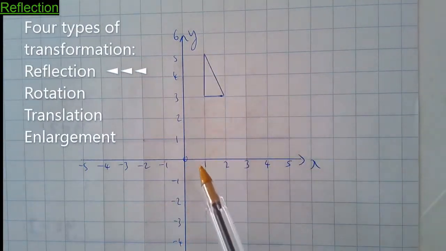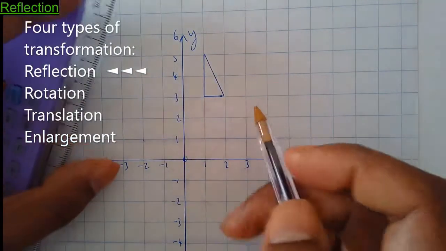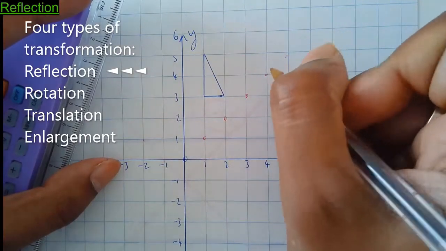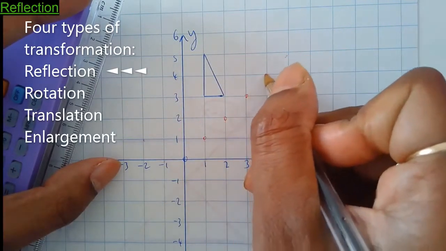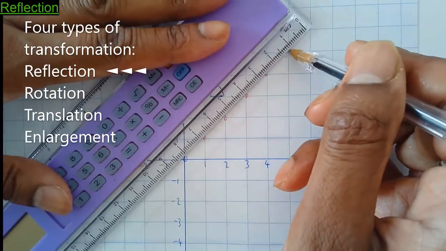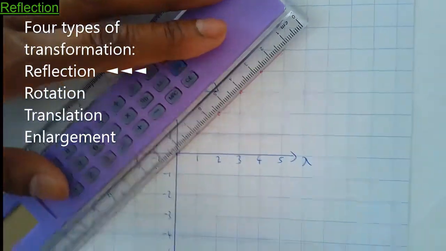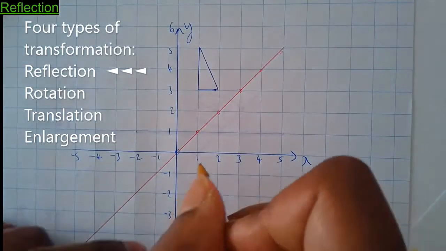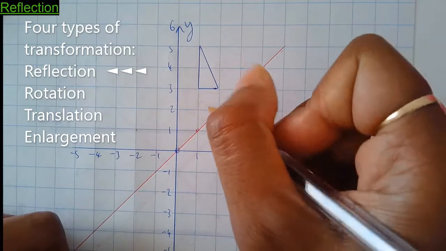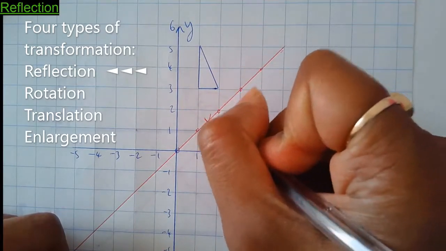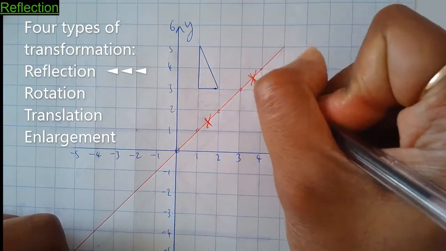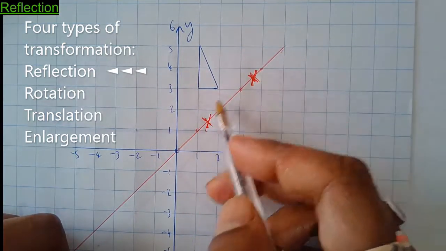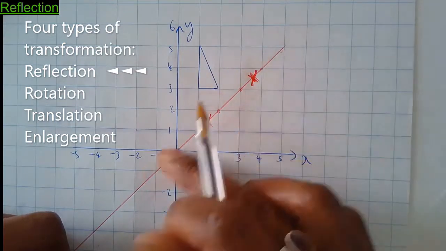Reflecting that triangle on the y equals x line. So I'm going to draw in the y equals x line. Right, 1, 1, 2, 2, 3, 3, 4, 4. X and y are the same values. Right. What I'm going to do is I'm going to put 2 marks anywhere along this line. So it's visible to you. Okay. Any 2 marks along this line, anywhere along this line, doesn't matter.